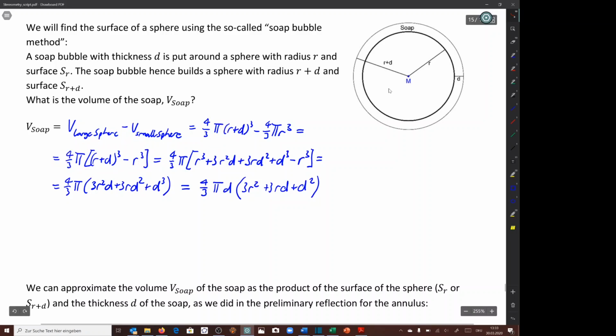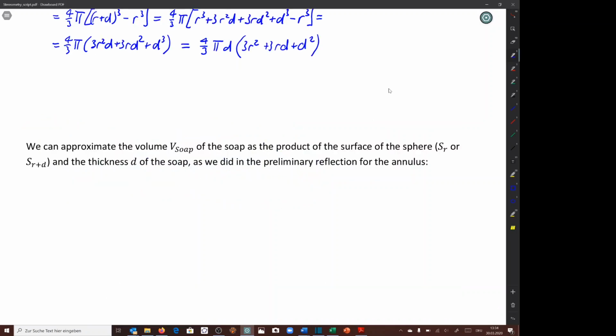Then let us expand this expression using the Pascal triangle. We get this here. Now the r to the power of 3 and the r to the power of 3 here cancel out. What remains is this. And last but not least, let us factor out d here, and we get this expression for the volume of the soap. Now let us use the same idea that we had in the beginning for approximating the area of an annulus to approximate the volume of the soap.